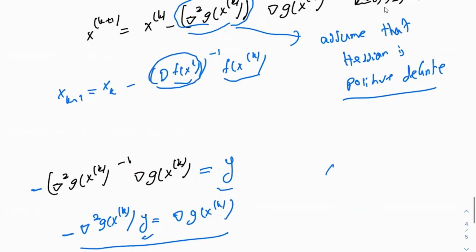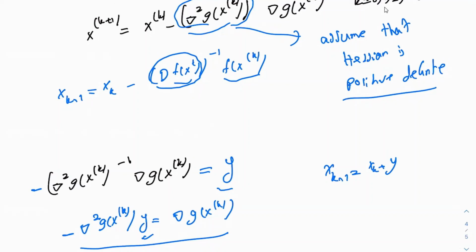Then you say x_{k+1} is equal to x_k plus y, right? Whichever way, if you don't want to include the negative there, then it's going to be negative y, and you subtract y from x_k. So that's what we do. We don't usually want to invert the matrix, okay? It has a huge complexity.